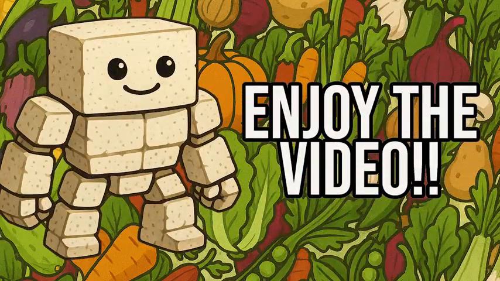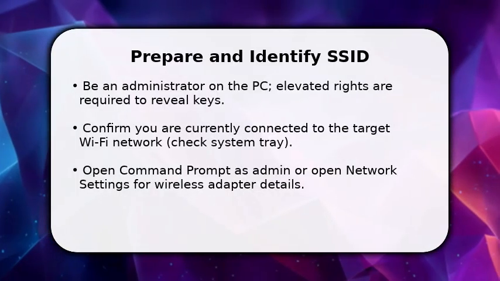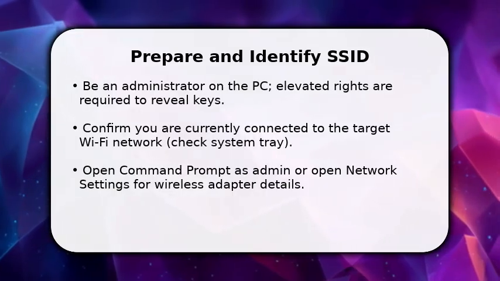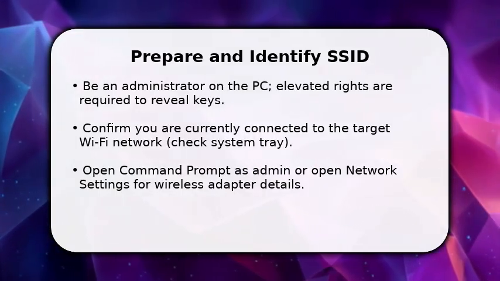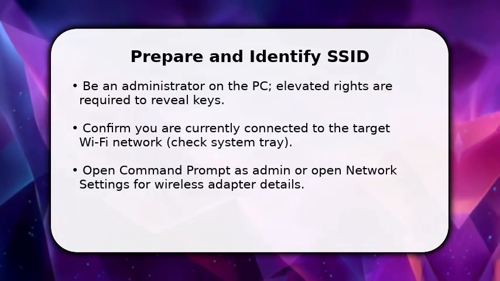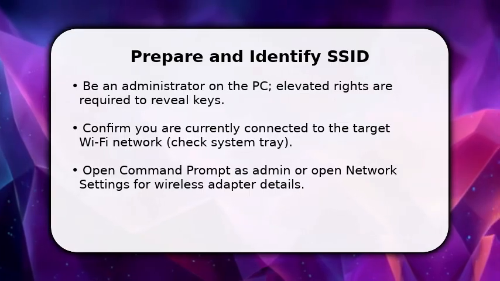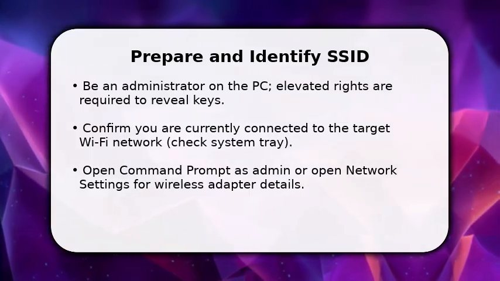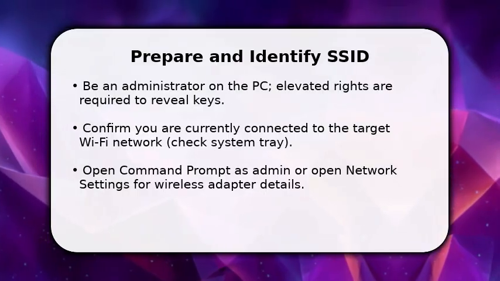Please enjoy the video. You start by confirming two essentials. You are logged in with an administrator account, and the PC is actively connected to the Wi-Fi network you want. Once done, open an elevated command prompt, right-click, Run as Administrator, so you can query saved profiles.